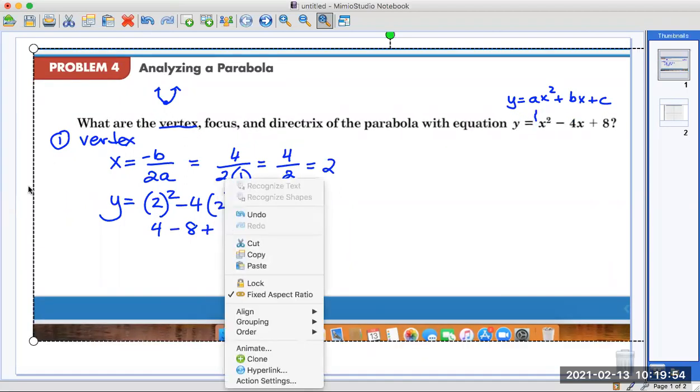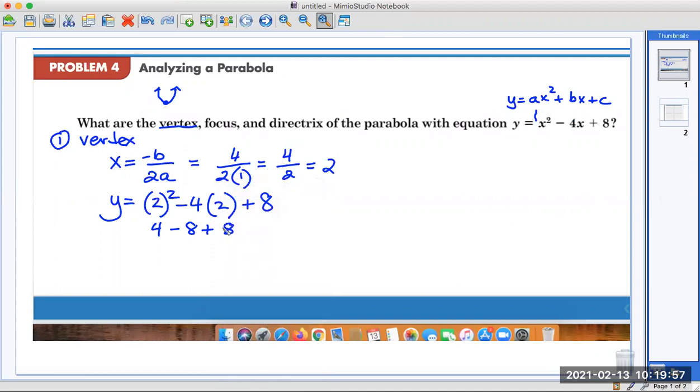My pen is acting up. So start from left to right. 4 minus 8 is -4. -4 plus 8 is 4. So the y coordinate is 4. So the coordinate of our vertex is 2, 4.